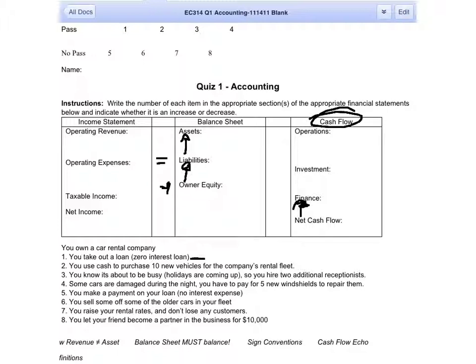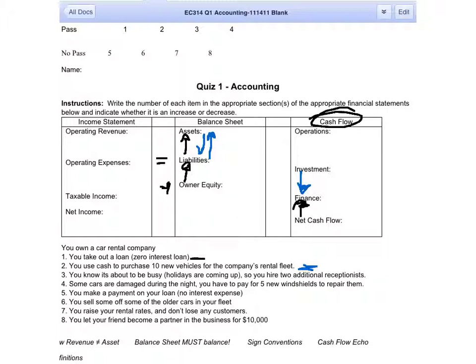Let's change color to blue. Purchase 10 new vehicles for the company rental fleet. What's going on here is that you're presumably purchasing these with cash, so you're going to see some current assets fall. At the same time, some of your fixed assets are going to increase, because those fixed assets are the cars. Purchase and sale of assets shows up as a loss of cash, because the cash flew out the window in order to buy those cars. So you see a decrease in cash from investment, and that should pretty much cover you on that question.